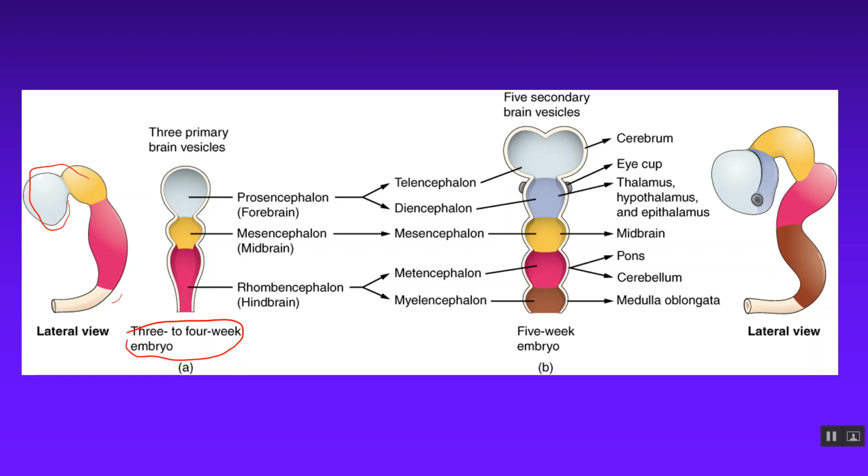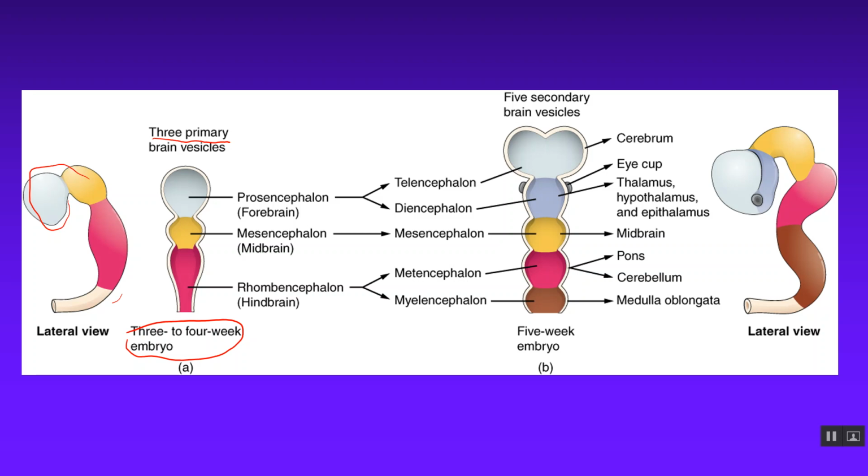So you start out with what's called the 3-vesicle, or primary vesicle, stage. That's the prosencephalon, mesencephalon, and rhombencephalon. Okay? That's forebrain, midbrain, and hindbrain. Your book just talks about forebrain, midbrain, and hindbrain, I think, in that 3-vesicle stage.